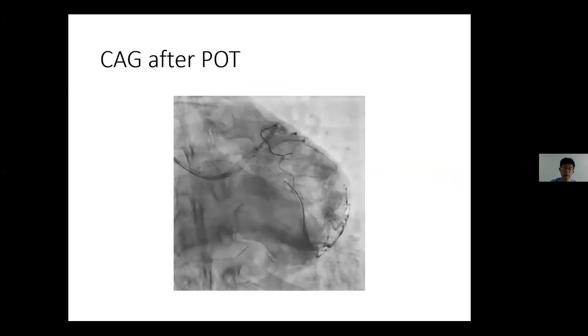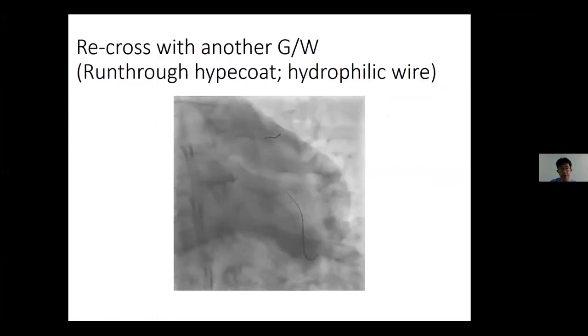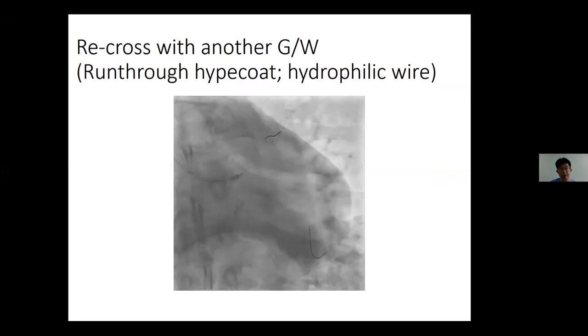As you can see, the ostial circumflex is jailed. So recross the guide wire with another wire. This is, I like, Runthrough Hypercoat. The Runthrough Hypercoat guide wire has a hydrophilic coating.